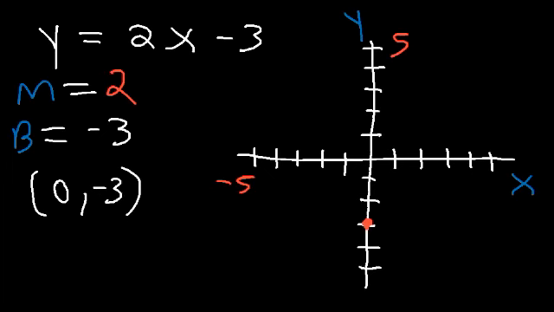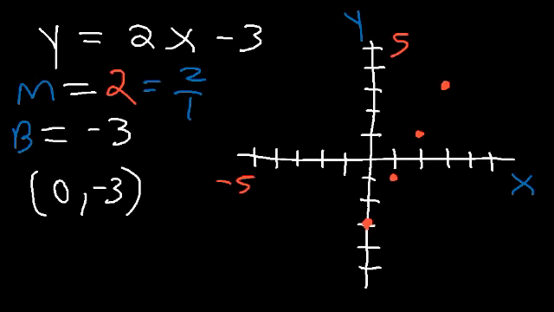Now, we can use the slope to find the next point. The slope is 2, which is the same as 2 over 1, which is rise over run. So we need to rise 2 units up and then travel 1 unit to the right. If we do that, that should take us to the point (1, -1). So let's do it again. Let's go up 2 units and 1 to the right. So we should be at (2, 1). And if we go up 2 units, 1 to the right, then we should be at (3, 5).